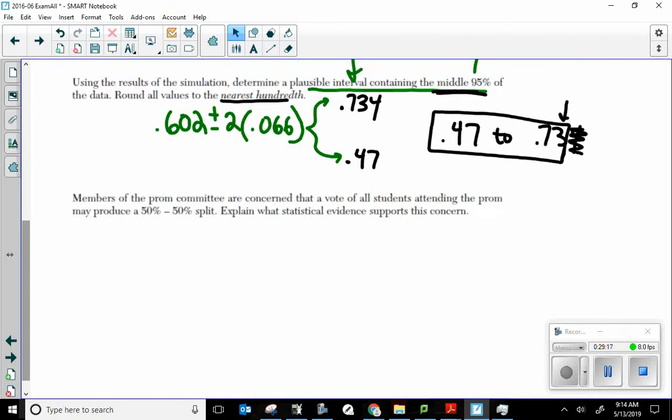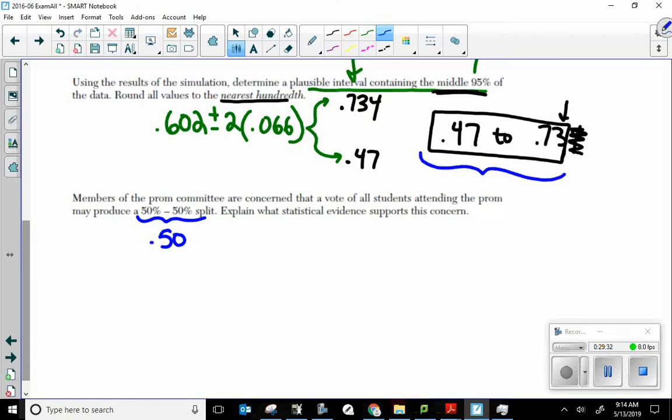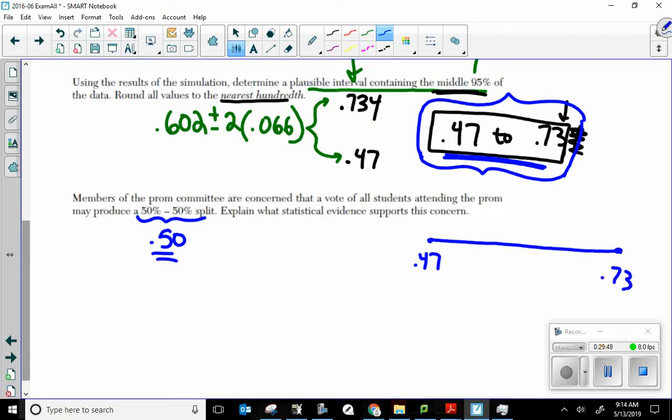Explain what statistical evidence supports this concern. Look, a 50-50 split means 0.50 would be the outcome, right? This interval, and I mentioned this in the notes from Unit 5, Lesson 6, is all the really valid possible outcomes. Isn't 0.50 within this range? It is. If I had a number line, 0.47 to 0.73, and within it are all the really, really good chances of the outcomes happening. 0.50 is absolutely 100% within that interval.